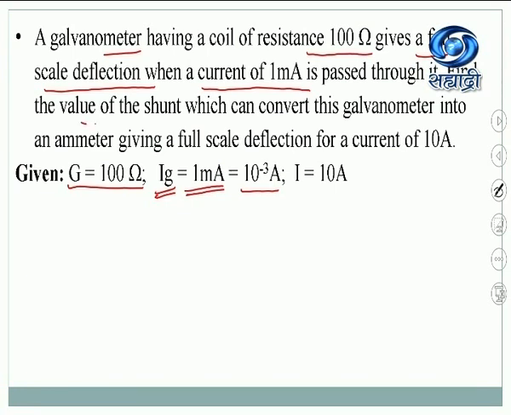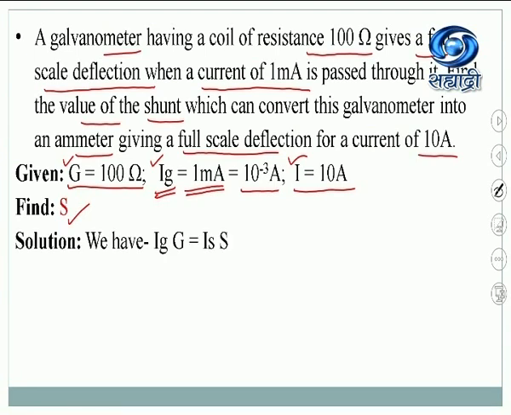Find the value of shunt, that is, we have to find out the S, which can convert this galvanometer into an ammeter giving a full scale deflection for the current of 10 ampere. That is the maximum value of the current given, 10 ampere. So what is given? Resistance of galvanometer G is known, current through the galvanometer Ig is known, and the maximum value of current, that is I, is known. And what we have to find out? We have to find out the value of the shunt resistance.